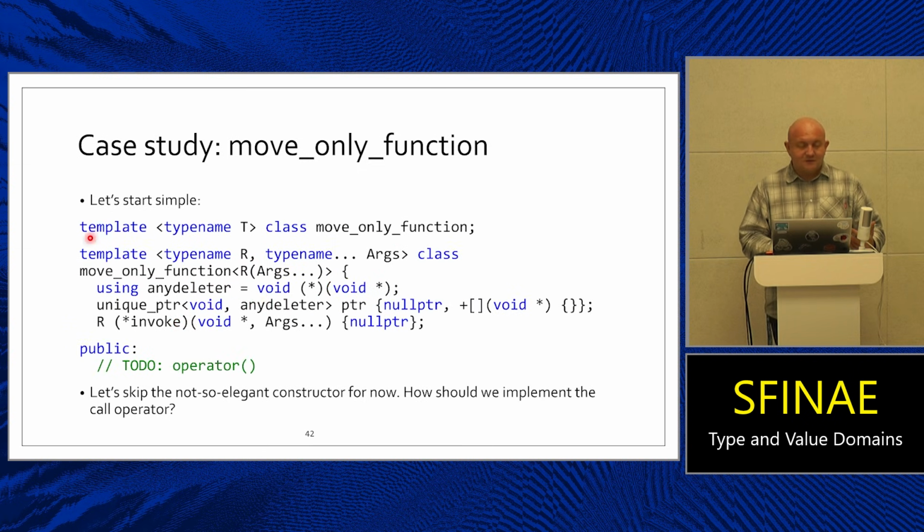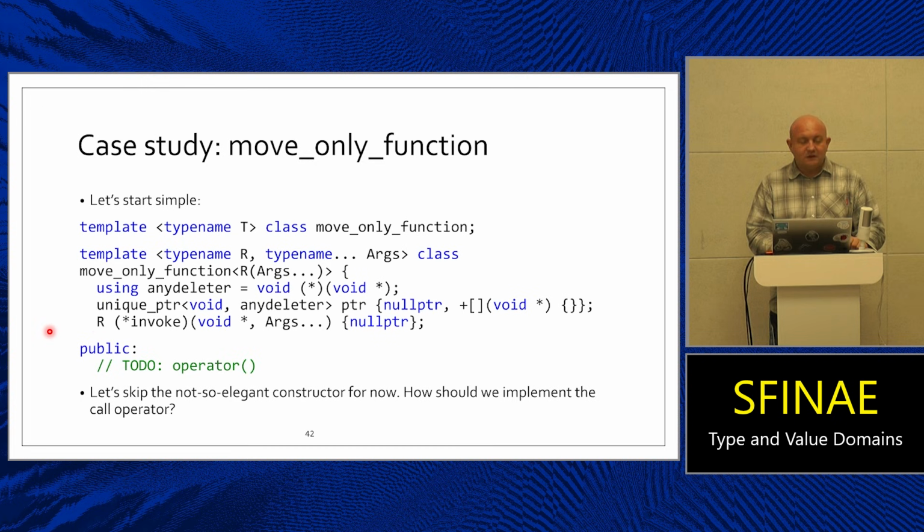All right, let's start simple. Here's the skeleton of our move-only function. We've got a closure stored on the heap, managed by a unique pointer with a custom deleter, and the invoke pointer knows how to call the function with this closure as an implicit argument. If anything looks strange, don't worry. We'll unpack it step by step.